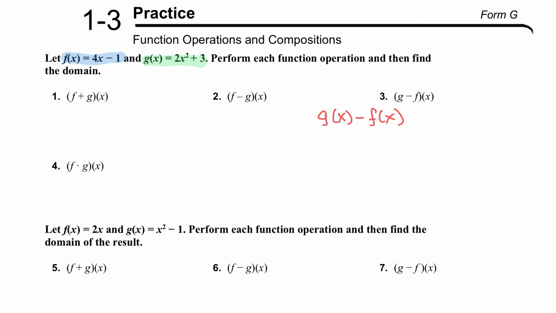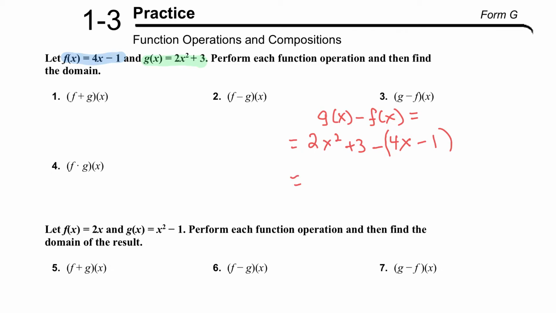So what I'm going to do is just substitute what I know. g of x is 2x squared plus 3, so I have 2x squared plus 3 minus f of x, which is 4x minus 1. You notice that you have a minus, so make sure that you have parentheses because you are subtracting the entire function. And I'll put an equal sign here.